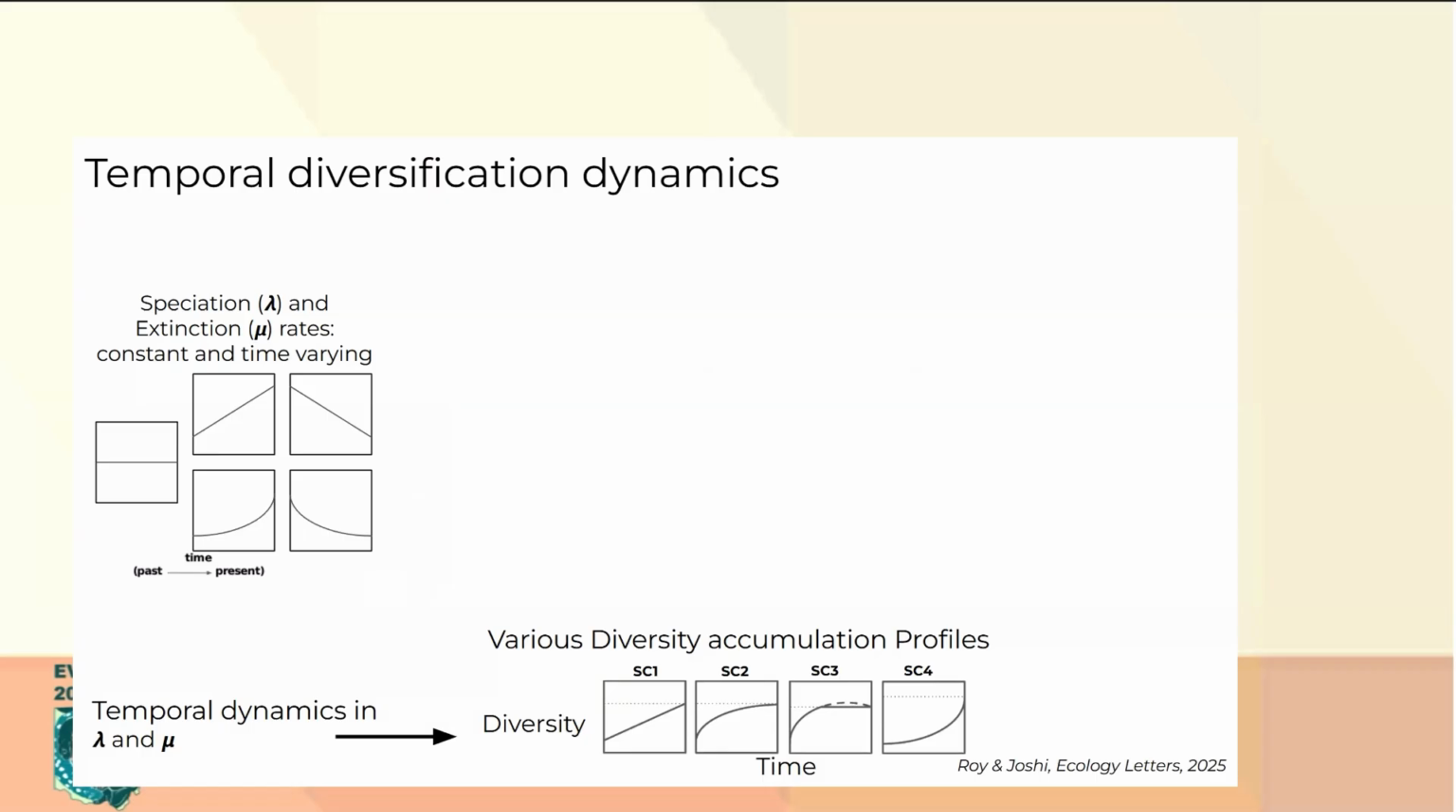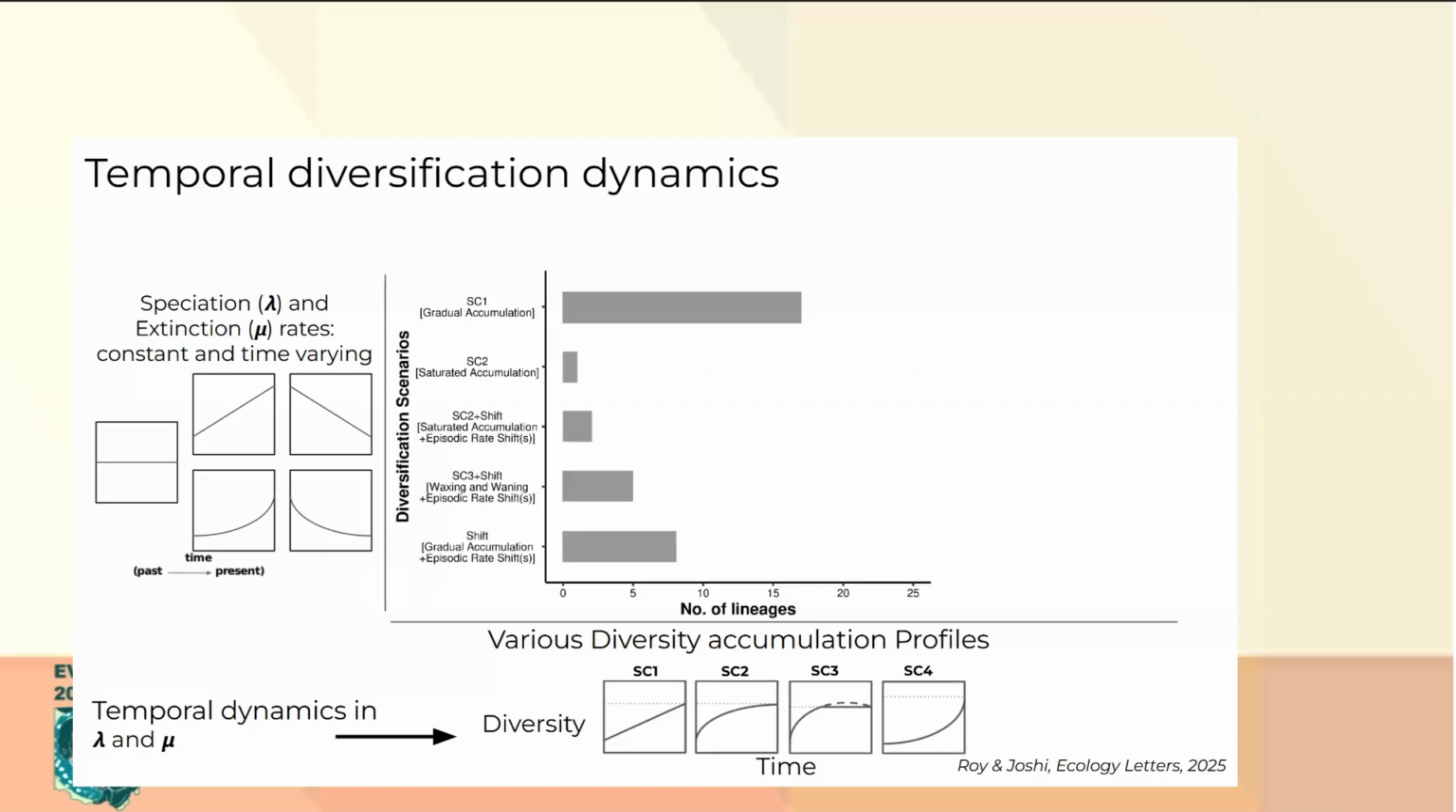Right? So what we found, using a likelihood-based approach, is that out of those 33 clades, 17 phylogenies actually showed prevalence of gradual accumulation in diversity through a constant rate of speciation, which indicates that the habitats these organisms have been existing in for millions of years have been very stable.